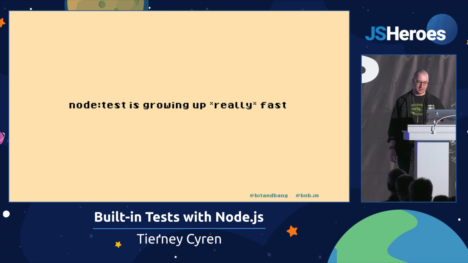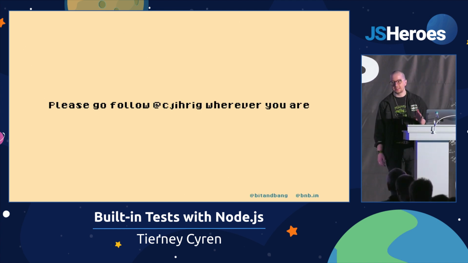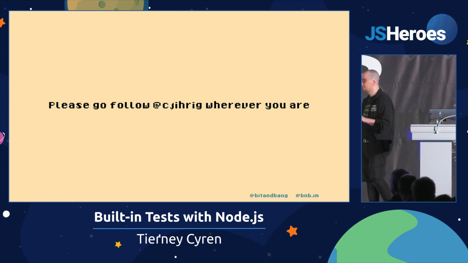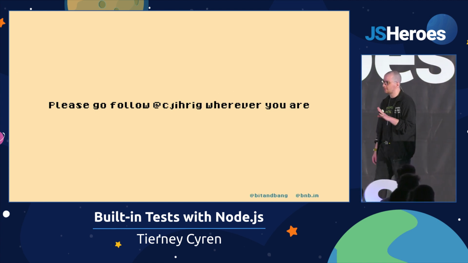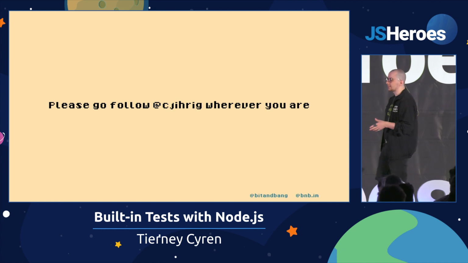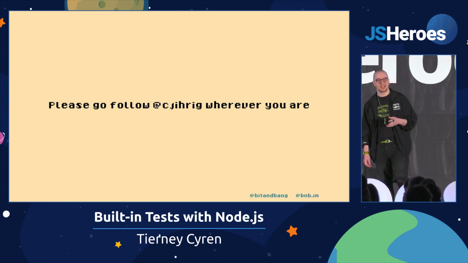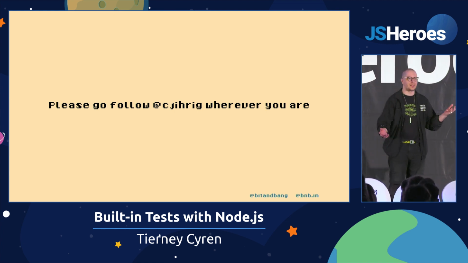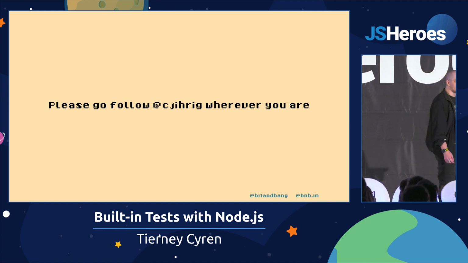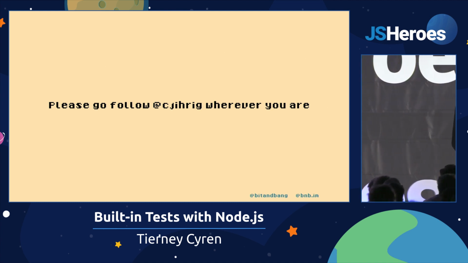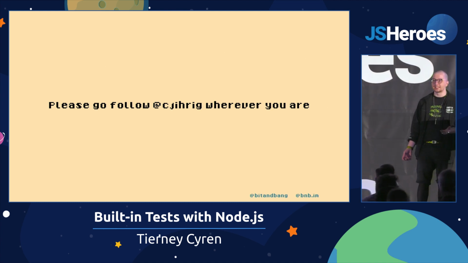That's about it. But one last thing. Please go follow Colin wherever. If you use Twitter, if you use GitHub, follow him there. He is the reason this exists. He posted a tweet like a year ago of, hey, we should have a test runner in Node. Then he went and built it, and then he went and improved it. He is the only reason this exists.